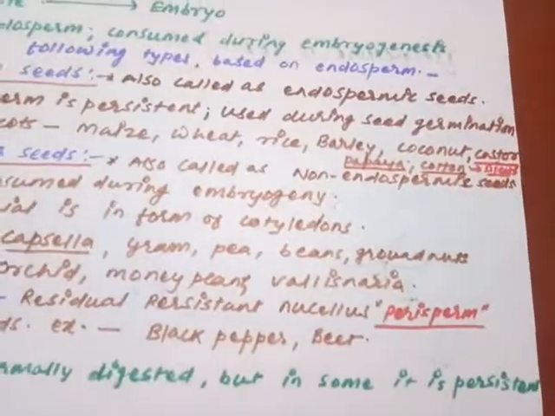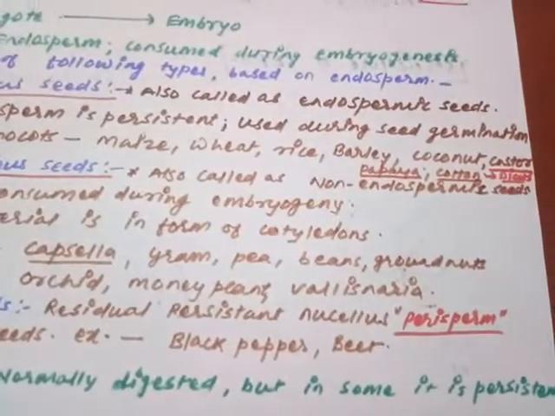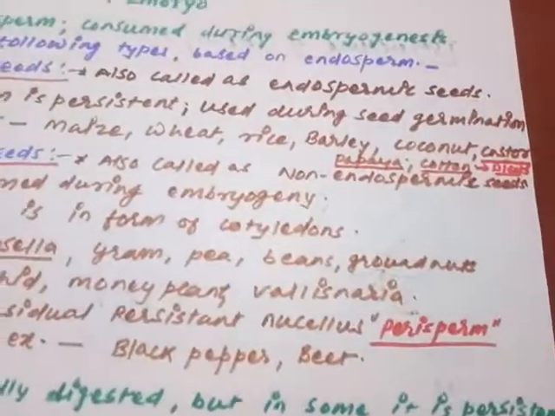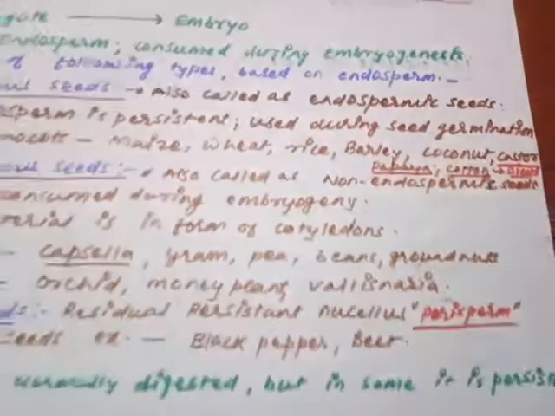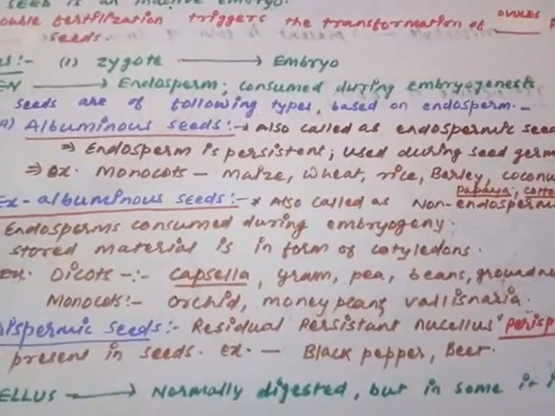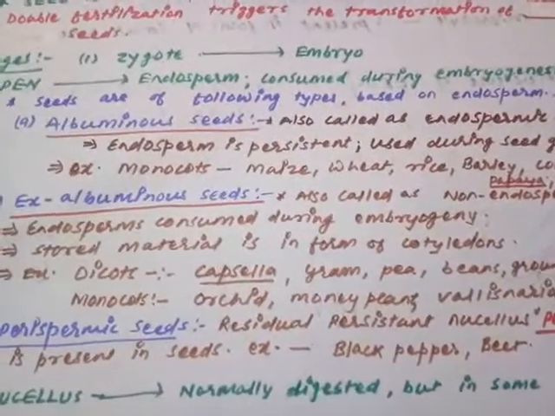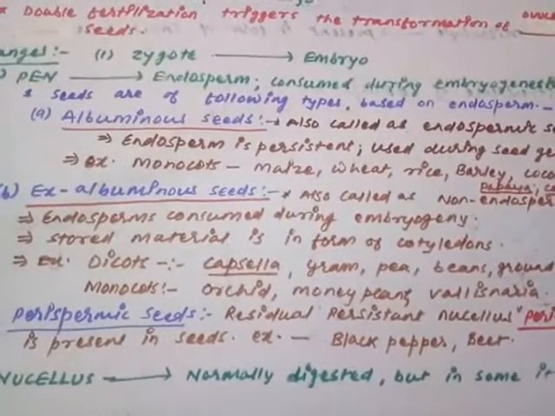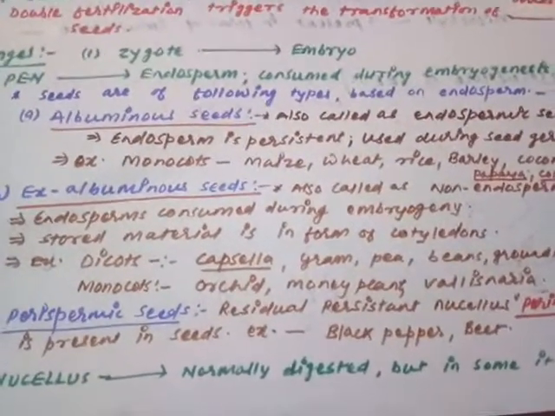Along with the monocots, some of the dicots are also reported with endospermic seeds, or albuminous seeds. So what are those dicots? Castor, papaya and cotton are the dicots which are reported with persistent endosperm, or they have albuminous seeds. So this is clear. The albuminous seed is the seed which has persistent endosperm, which is not consumed during the embryonic life of the seed.